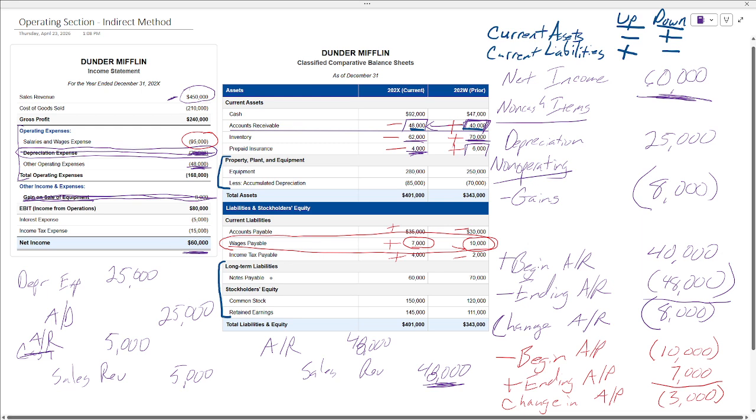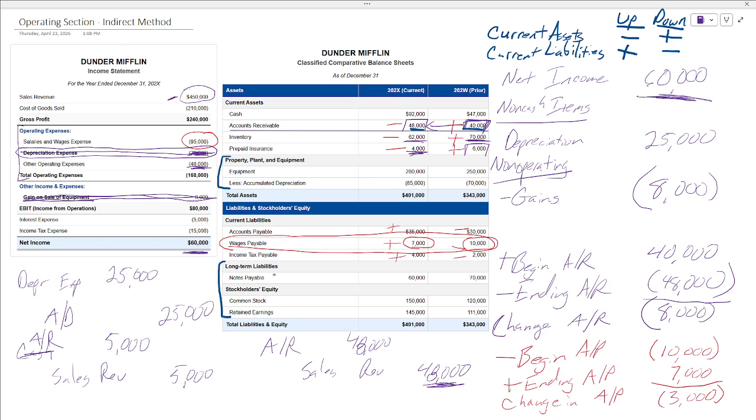With the long-term liabilities down at the bottom, like notes payable, that is not handled in the operating section. It's in the financing section. Common stock and retained earnings, those are also in the financing section. So we don't have to deal with those changes in the operating section because we deal with them in the investing and financing sections. So when you're putting together the operating section, ignore those parts of the balance sheet. But you do have to have adjustments for every single one of the current assets and current liabilities.